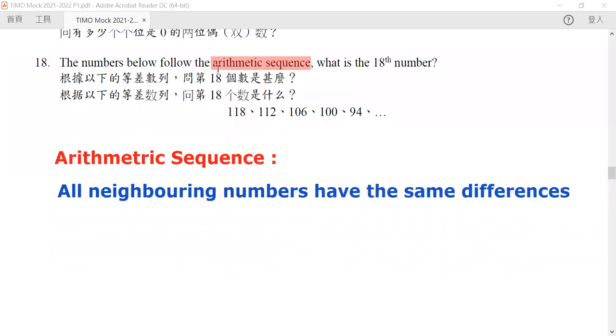Okay. Now, what does that mean? Look at the neighboring numbers in here. 118 and 112. They have a difference of 6, right? Now let's look at another pair of neighboring numbers, 112 and 106. They have a difference of 6 again, right?